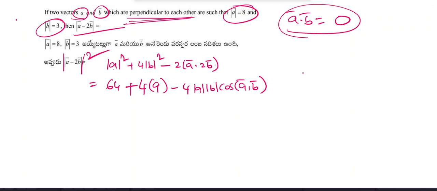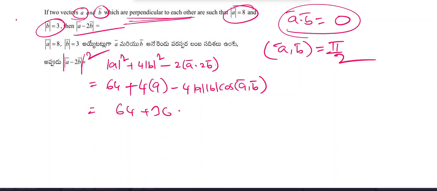Here a bar dot b bar is given as 0, that is perpendicular. That means the angle between a bar and b bar is 90 degrees, and cos 90 is 0. So it is 64 plus 36 minus 4 into mod a 8, mod b 3, into cos 90, which is 0. That is equal to 64 plus 36, that is 100.